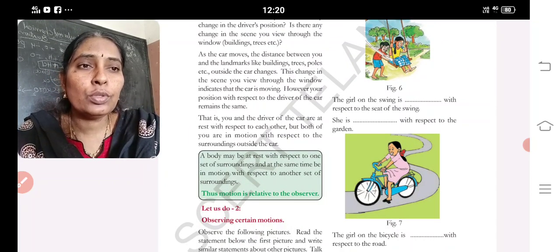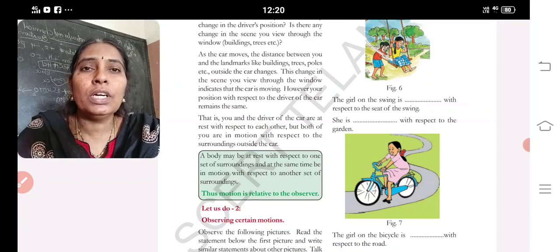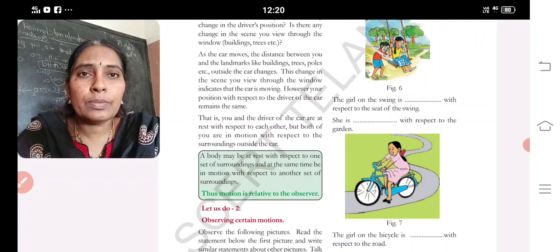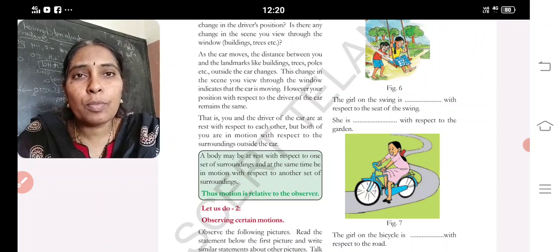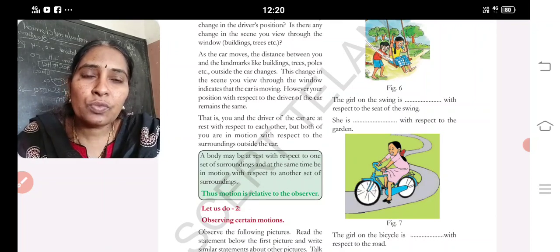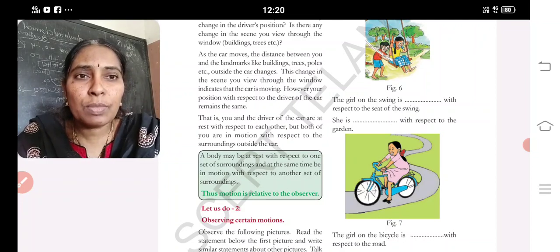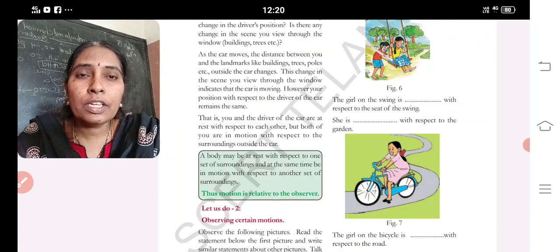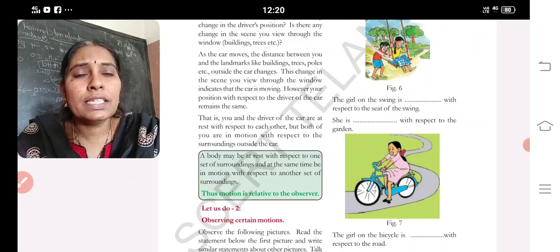Motion is relative to the observer. With respect to the observer, the motion and position of the object change. Suppose both you and I are standing opposite to each other. The objects which are to my left face you on your right. So the observer and the object are relative to each other, and motion is described according to the direction and place from which you are observing.